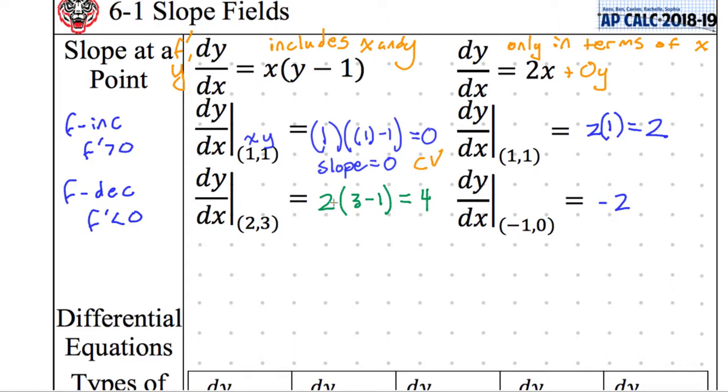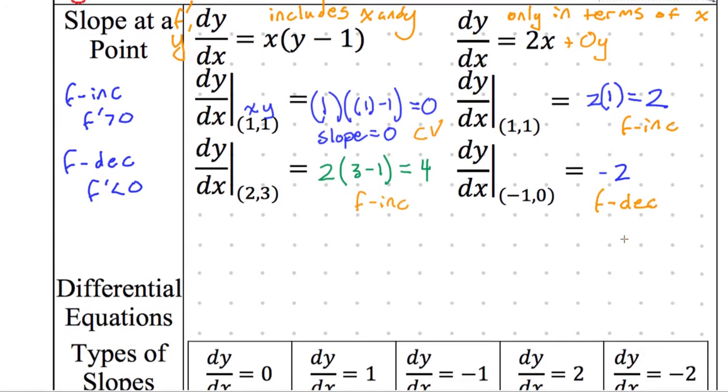All right. What about this one? What definition do I have? Is it a CV, f increasing, f decreasing? Increasing. Yep, f increasing. What about this one over here that is evaluated to 2? That's f increasing. And what about negative 2? F decreasing. Perfect.